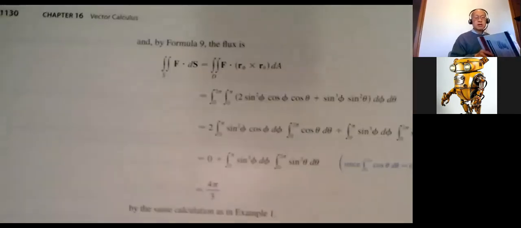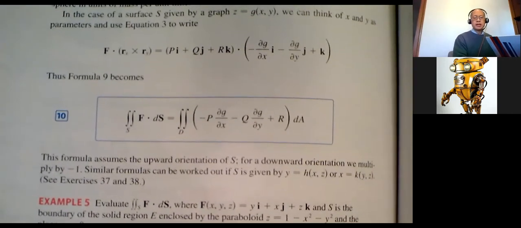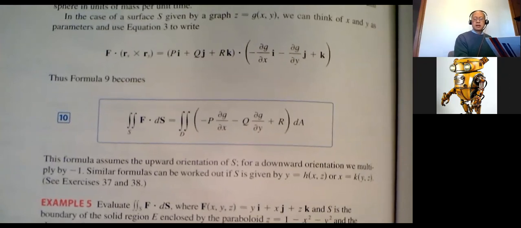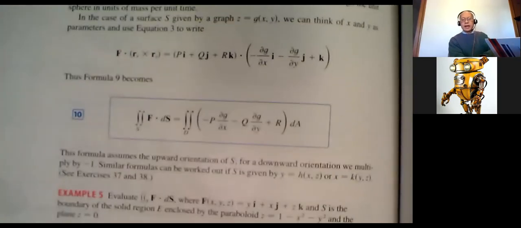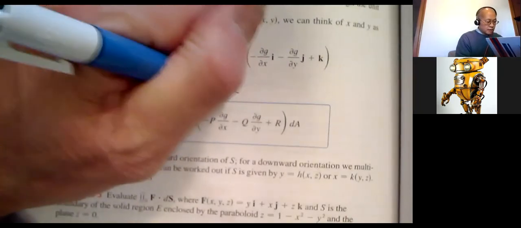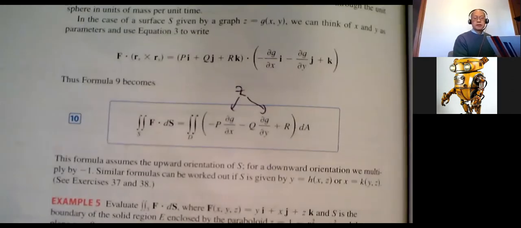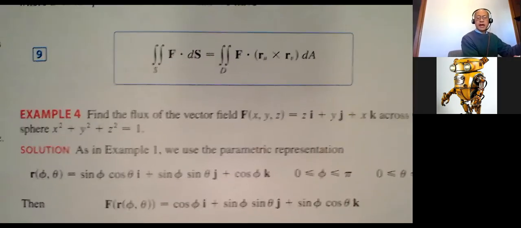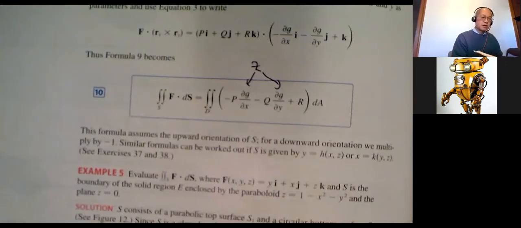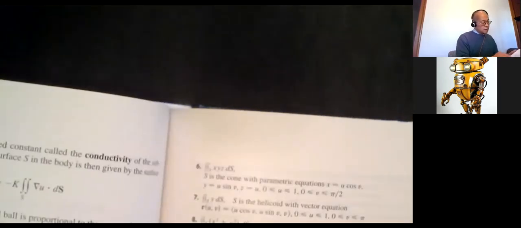As if that wasn't enough formulas, page 1130, number 10, double integral of F dot dS, double integral of negative P partial of g with respect to x minus Q partial of g with respect to y plus R dA. And again, think of this as z, since the book uses g. I don't really know why they changed the letters. That's z sub x minus z sub y plus R. What they did was they worked it out in the special case where z is a function of x and y. If you apply it to that special case, you end up with this. And I think that's about it.